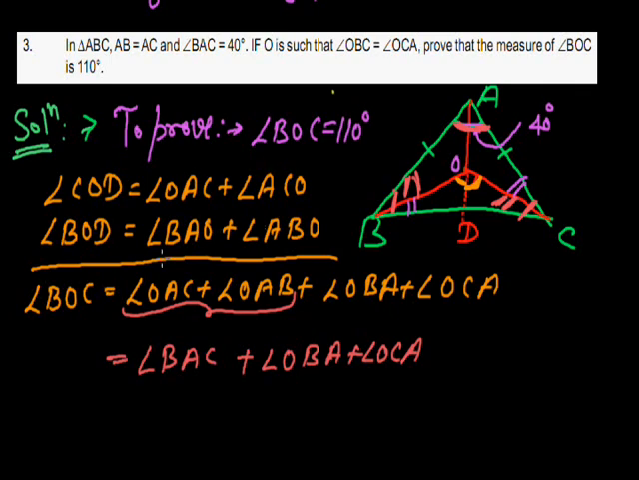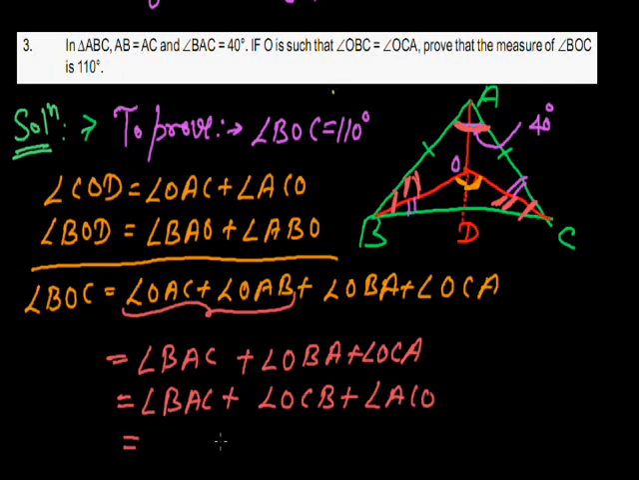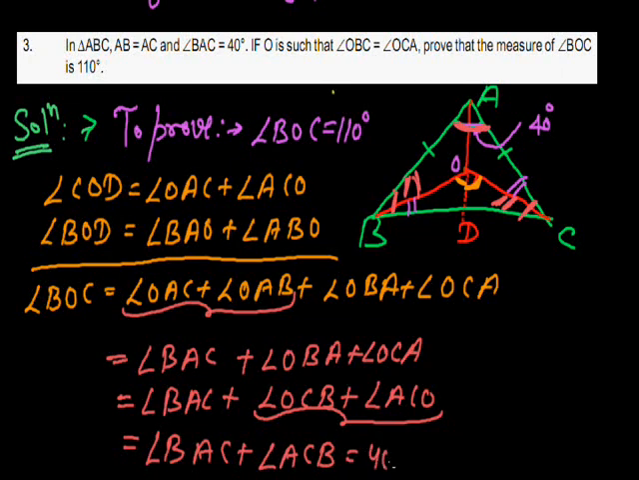So we have angle BOC equal to angle BAC plus angle OCB plus angle ACO. As we know that angle BAC is equal to 40 degrees, and angle ACO plus angle OCB is equal to angle ACB, which is 70 degrees. So the measure of angle BAC plus angle OCA plus OCB is equal to angle BAC plus angle ACB, where angle BAC is 40 degrees and angle ACB is 70 degrees. So 40 plus 70 is equal to 110 degrees.